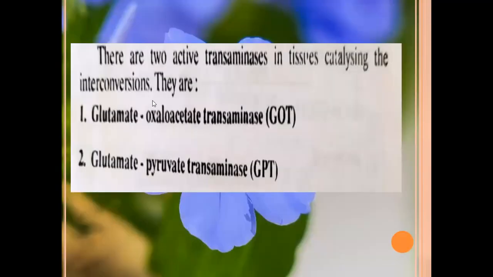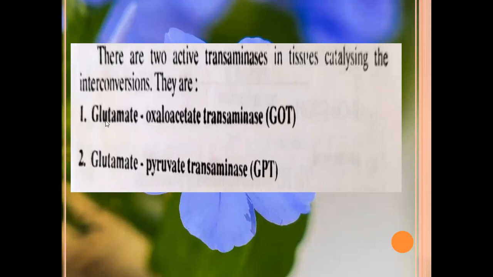We discussed transamination; there are two types of transamination. There are two active transaminases in the tissues catalyzing transamination. They are glutamate oxaloacetate transaminase, simply called GOT. The second one is glutamate pyruvate transaminase, simply called GPT. These two reactions belong to transaminases.